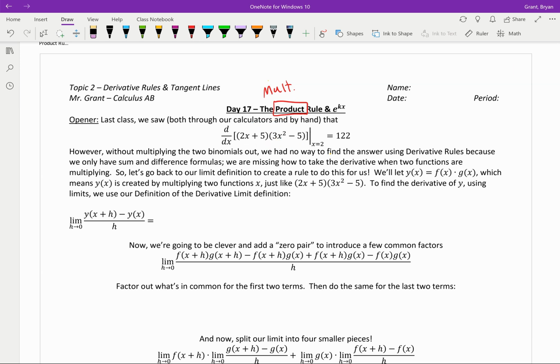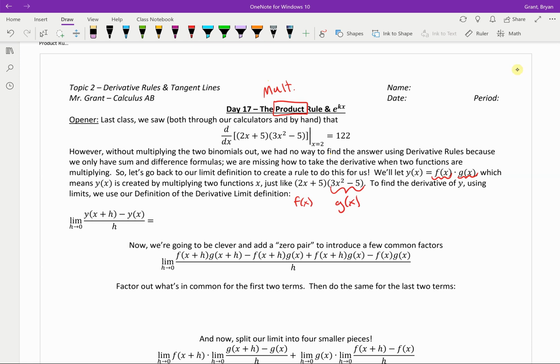We're going to start with a function that I'm going to call y of x, or just y if you want. And we're going to say it's made up of two unknown functions, f of x and g of x. So who knows, maybe f of x is like e to the x and g of x is sine of x, or maybe f of x is x squared and g of x is x, or heck, even maybe 2x plus 5 is like f of x and 3x squared minus 5 is g of x. Regardless, they're functions of x that each have x in them and they are multiplying together.